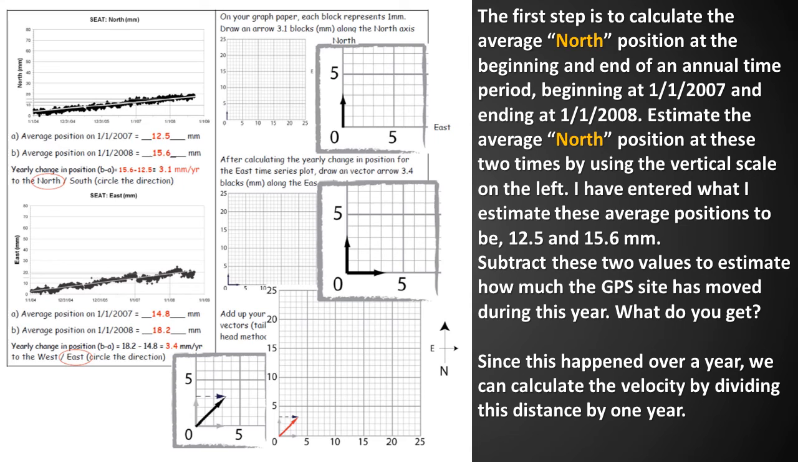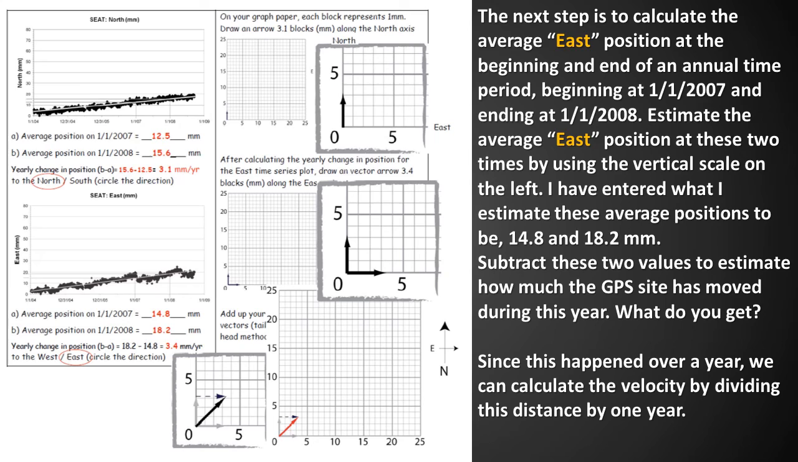Subtract these two values to estimate how much the GPS site has moved during the year. What do you get? 15.6 minus 12.5 is 3.1 millimeters. Since this happened over a year, we can calculate the velocity by dividing the distance by 1 year. What do you get? I get 3.1 millimeters per year.